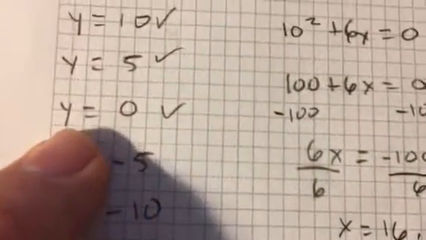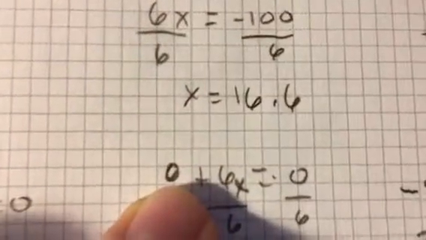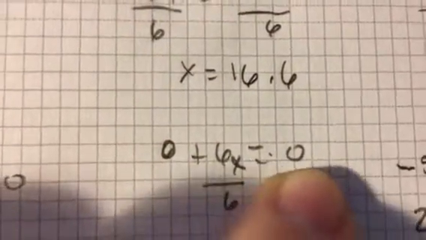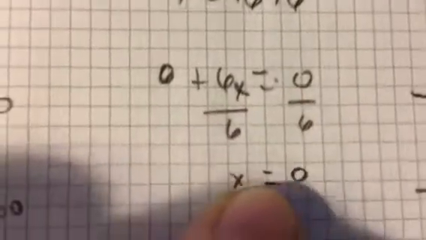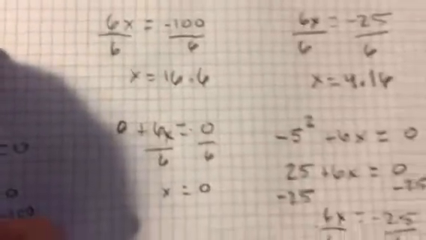Then I did y equals 0. So this one is fairly easy. So you've got 0 plus 6x equals 0. Divided by 6, x equals 0. So that's the origin.